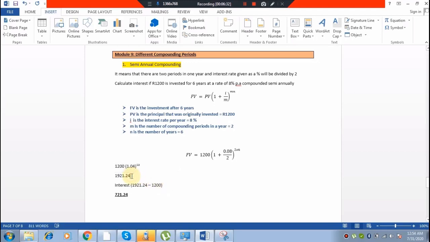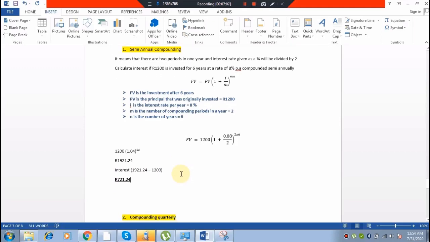So we go to our 1921.24 there. Okay, this should be in rand value, so don't forget to always do that. Remember, the question wants to calculate interest. So if this is our future value, and this is how much we invested, we want to find how much interest we generated from here to here. So simple. We're just going to say 1921 minus 1200 to indicate the amount of interest that we generated as a business. Simple and straightforward.